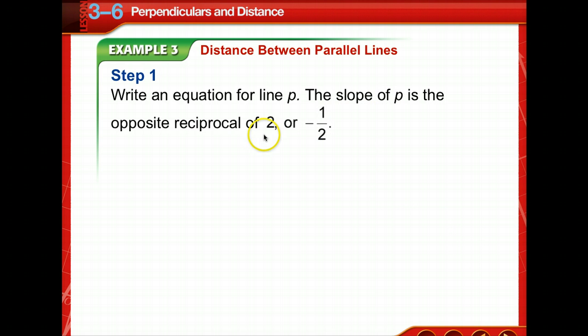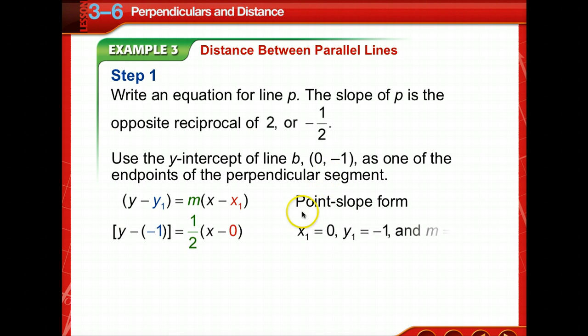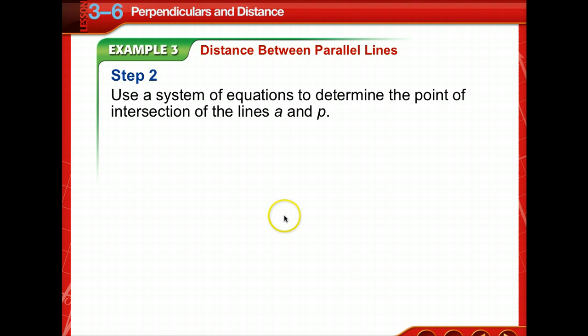So we found the slope of P is 2, so its opposite reciprocal is -1/2. We're going to use the y-intercept. I just picked the y-intercept of one line and substituted it into point-slope form, and solve so that we can find the equation of that line that is perpendicular. Now we're going to use a system of equations, so we're using line A and the one that we drew, the new one, line P.